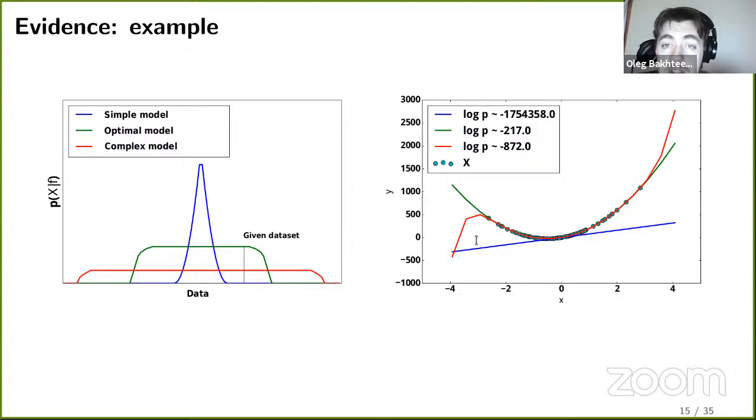The right plot is an example of the evidence behavior. The dataset was generated by a second order polynomial, and here are three models: linear, second order, and fifth order. We can see that the second order and fifth order models describe the dataset perfectly, but the evidence integral for the fifth order model is low because it's too complex. Therefore, we can say that the evidence allows us to select an optimal model that controls the balance between likelihood and the model complexity.